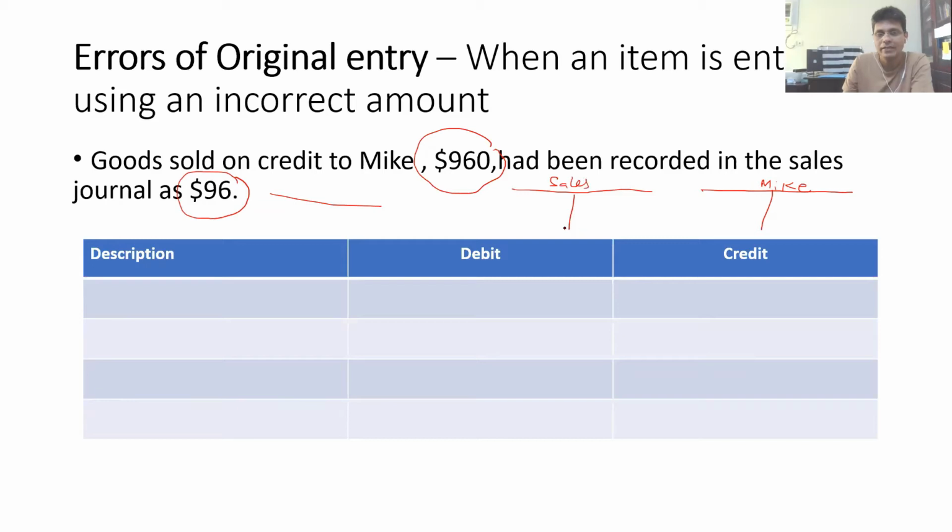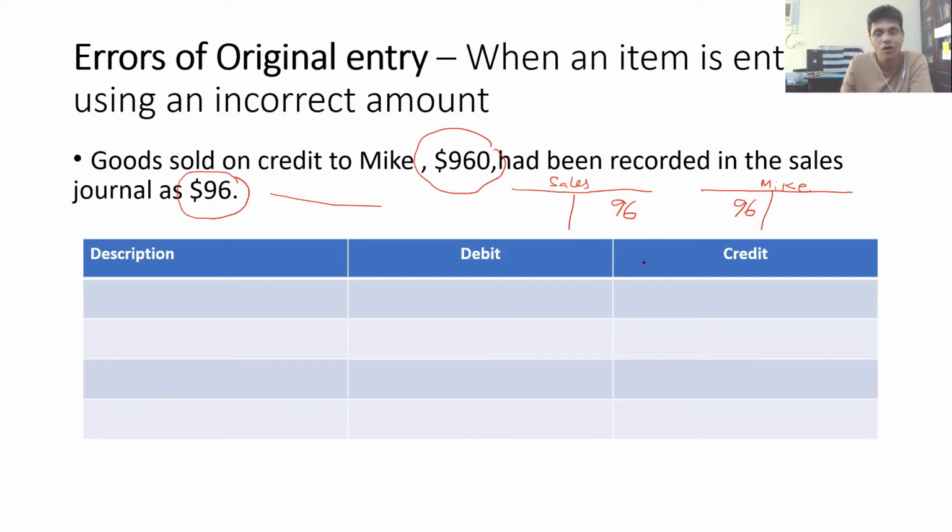So what is the double entry? What entry has the accountant passed, Shanara? Goods sold on credit is Mike debit and sales account credit. Yeah, how much? 96. Yeah, exactly. So the accountant has credited the sales account 96. Mike is our debtor, debited 96. So now, in order to correct this entry, what should you do?